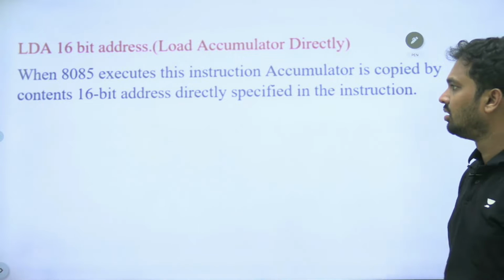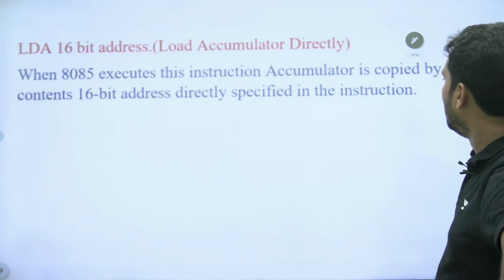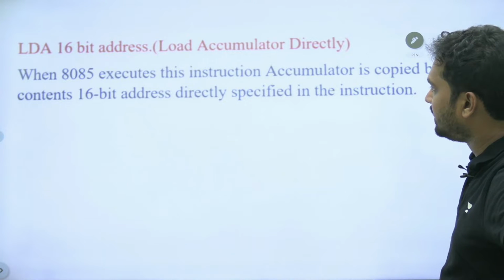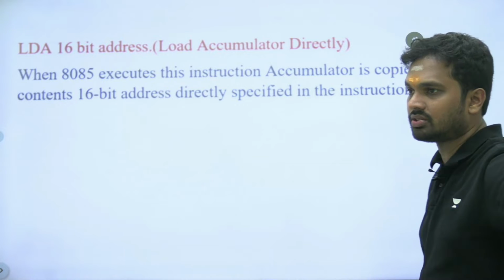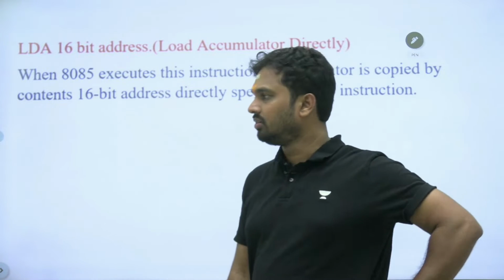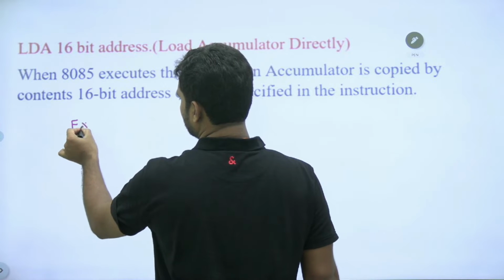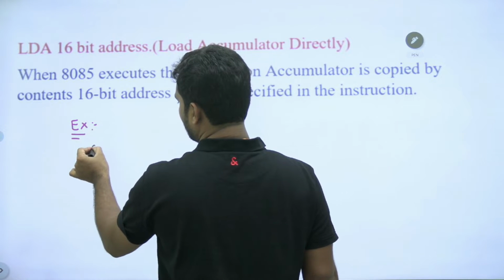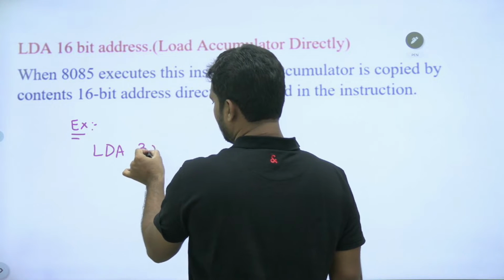Read this. Whenever the 8085 executes this instruction, the accumulator is loaded with the content of the 16-bit address directly specified in the instruction. So let's take an example. For example, I say LDA 3000.